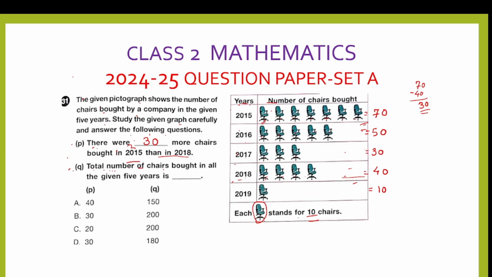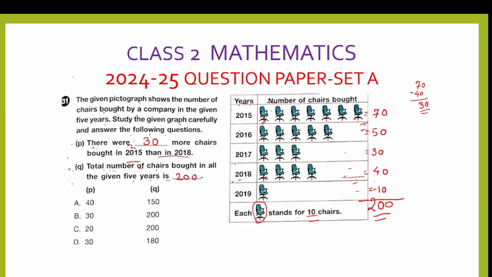Total number of chairs bought in all the given 5 years is. Yes, they ask the total number of chairs bought in all the years 2015 to 2019. Means we have to do the addition of all these chairs. So this is 0 plus 0, 0. Then 4 plus 1, 5, 5 plus 3, 8, 8 plus 5 is 13, and 13 plus 7 is 20. So the total chairs are 200.